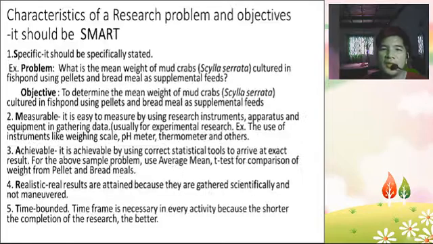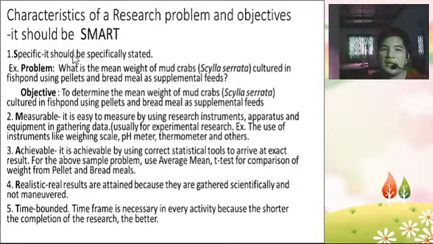Okay? Ano ba yung characteristics of a research problem and objectives? So ano ba yung mga katangian ng isang research problem and objectives? It should be smart. When we say smart, it should be specific, measurable, achievable, realistic, and time-bounded. So kapag sinabing specific, kailangan eksakto yung iyong research problem and objectives. Kailangan nandun sa problem na yun yung gusto mo talagang malaman.